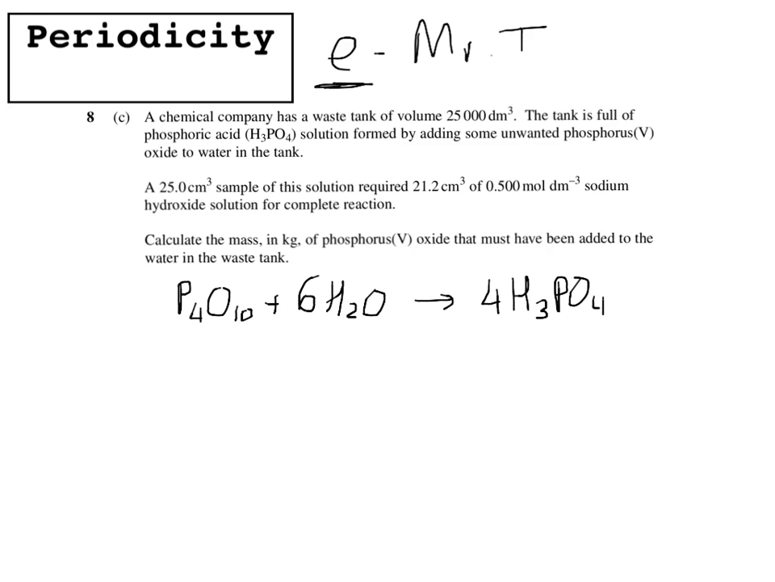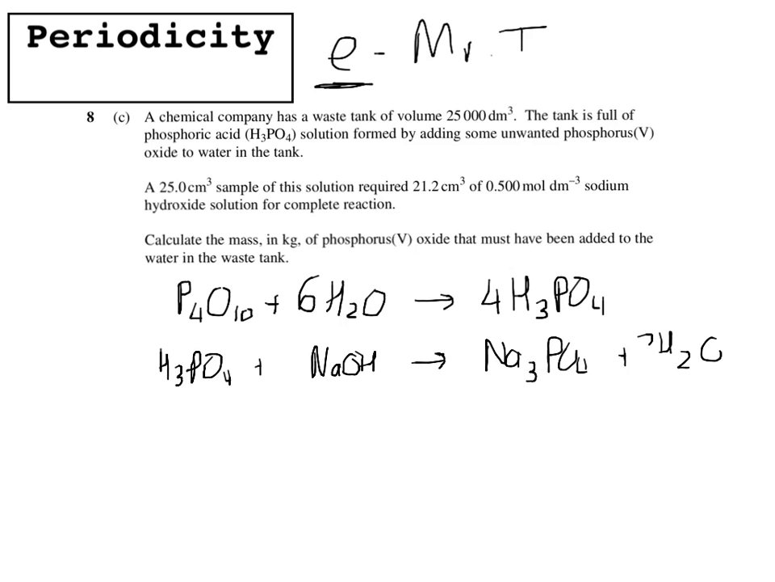There is another equation here. It says that there's a titration of sodium hydroxide with this solution. So the other equation I need to write out is H3PO4 plus the sodium hydroxide makes sodium phosphate and water, and then you just need 3 waters and 3 sodium hydroxide. So now we've got our equations, so we've done our E bit.